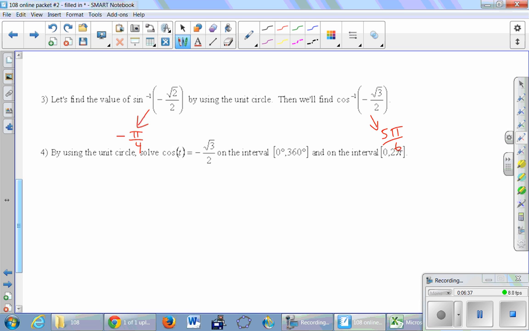Four, by using the unit circle, solve cosine t equals negative root 3 over 2 on the interval 0 to 360 degrees and on the interval 0 to 2 pi. Okay, so we can do that. In fact, we kind of did that. To say find angles whose cosine is negative root 3 over 2 is in some sense equivalent to this thing that we just did, where we found the inverse cosine of negative root 3 over 2. So how about we just start writing answers?